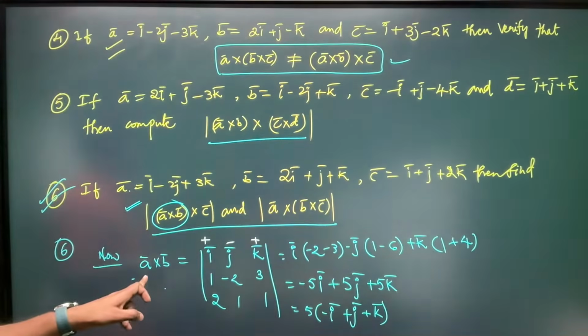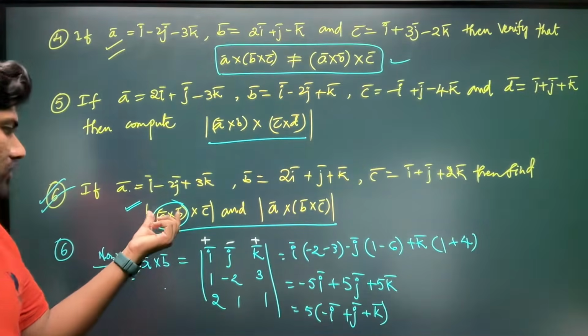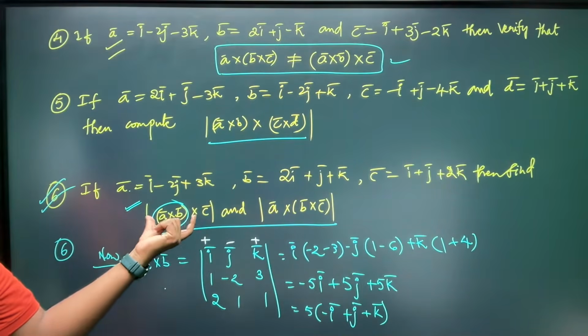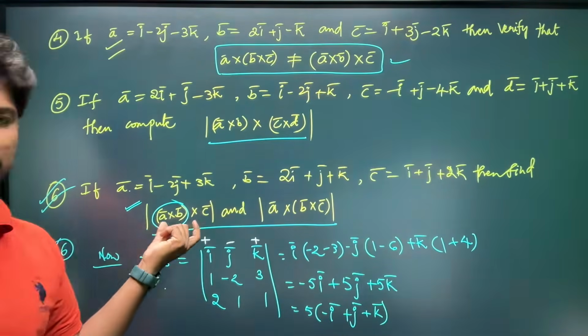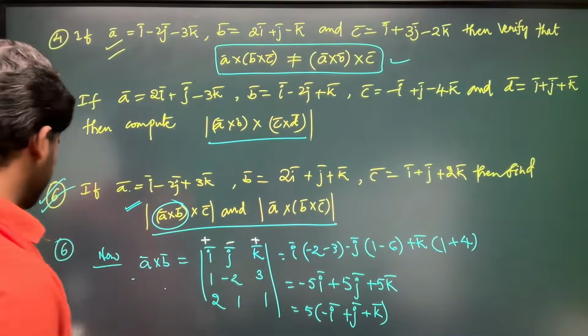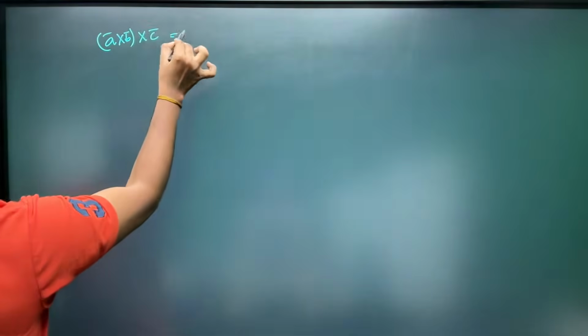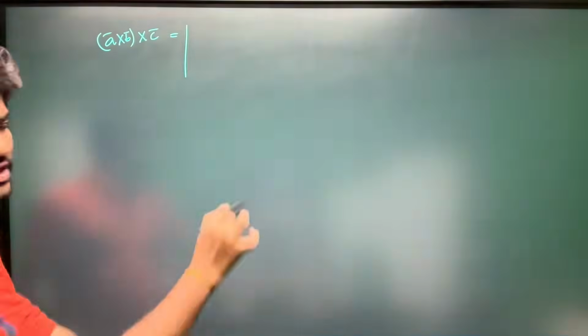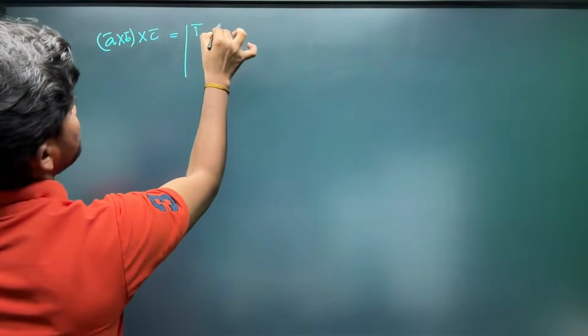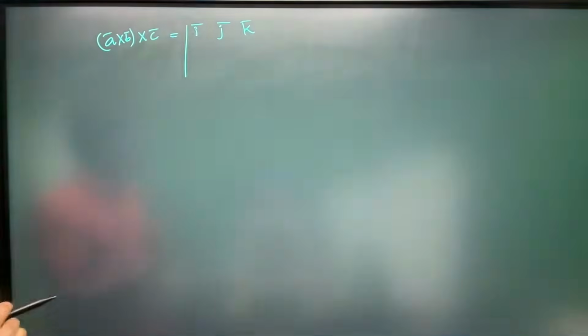So this is a bar cross b bar value. So now after finding this value, apply cross product again for a bar cross b bar cross c bar. So a bar cross b bar, treat as one vector and c bar, treat as second vector. Therefore i bar j bar k bar.